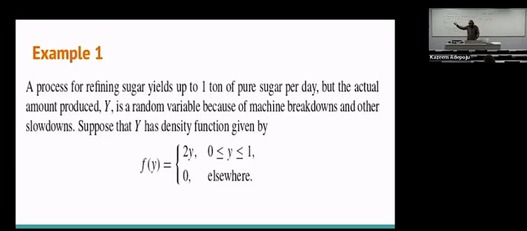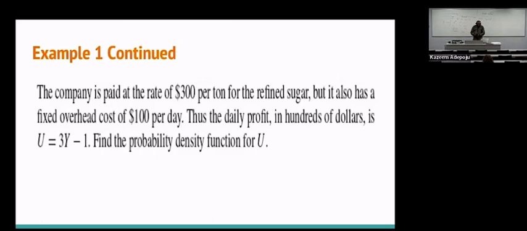That y now becomes a random variable, and the moment it is a random variable, then we can actually construct a probability distribution for it. Now that's f of y. F of y is equal to 2y, and the support of y is from 0 to 1. Take a look at that. Now, if we have that guy, the company is paid at the rate of $300 per ton for the refined sugar, but it also has a fixed overhead cost of $100 per day. There's the daily profit.